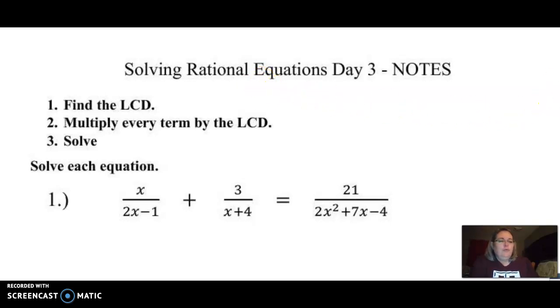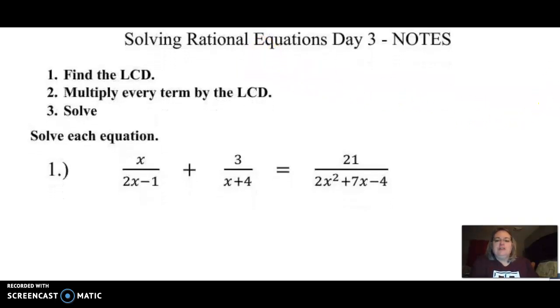We are doing solving rational equations for the third day because this is kind of a complex thing, so hopefully you're being successful with it. This should be the 10th and final day that we are out of school. Hopefully we're going back to school.